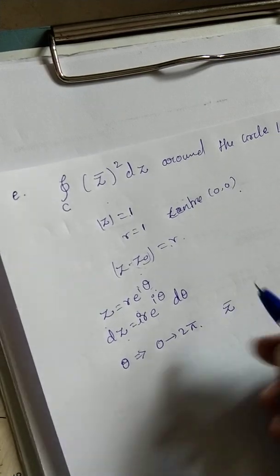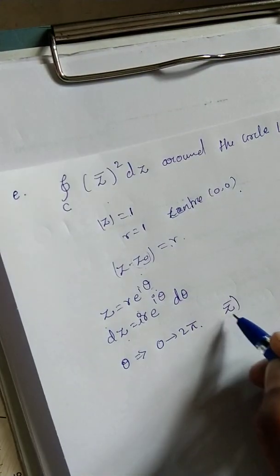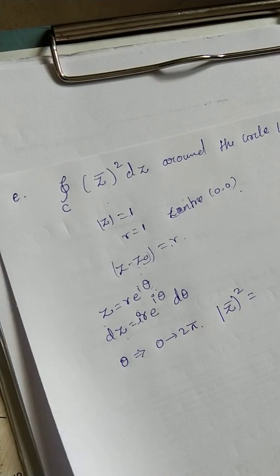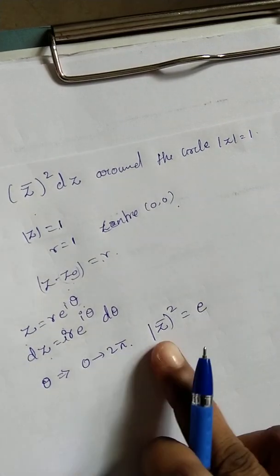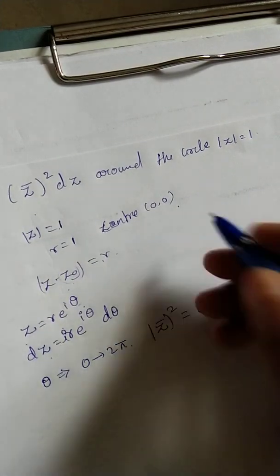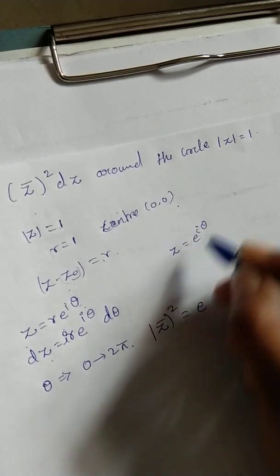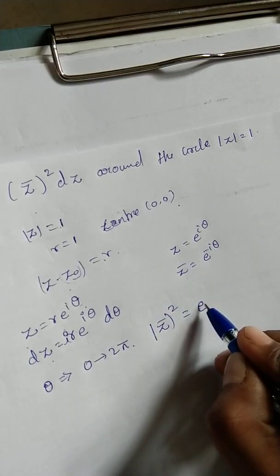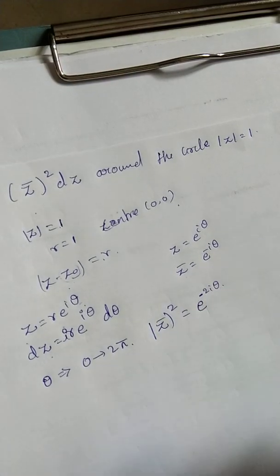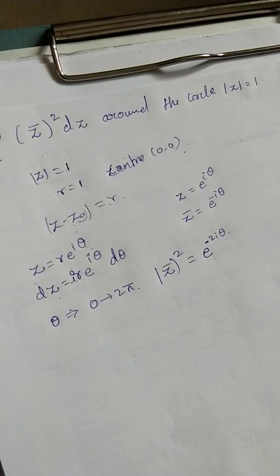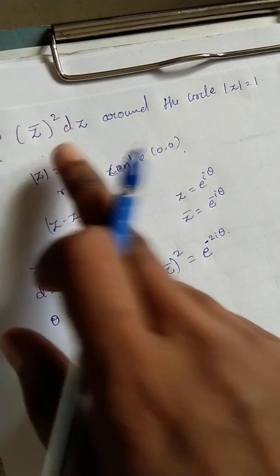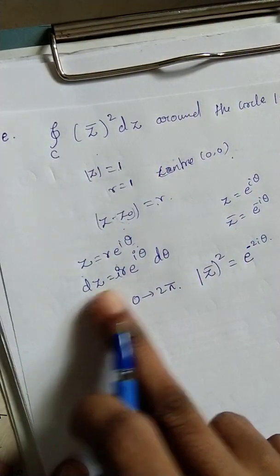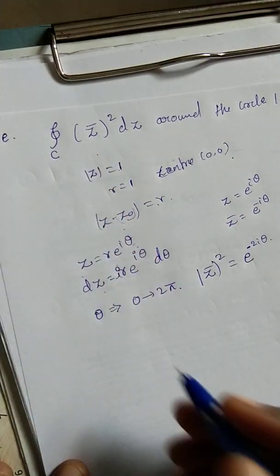So in this circle they are given z bar whole square. Alright, so z is equals to e power I theta, whereas z bar is equals to e power minus I theta. So z bar whole square means e power minus 2I theta. Okay, now we have to apply integration for this one. We know the dz value, we know the z bar value, and the limits also we know. So that we have to apply.